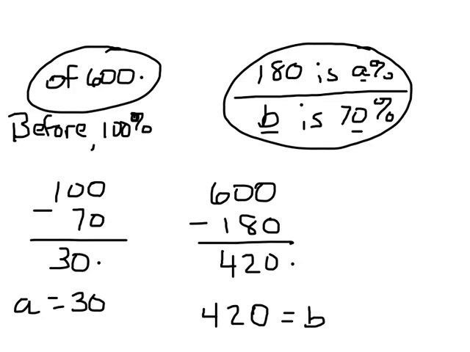So A is 30%. So now we know that if we break 600 up into two different percents, 30% and 70%, 180 is 30%, and 420 is going to be 70% of that number.